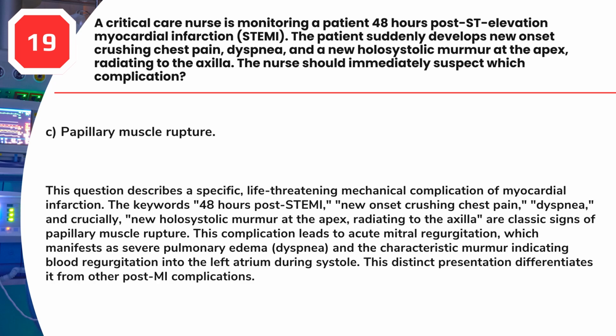Answer C. Papillary muscle rupture. This question describes a specific, life-threatening mechanical complication of myocardial infarction. The keywords "48 hours post-STEMI, new onset crushing chest pain, dyspnea," and crucially, "new holosystolic murmur at the apex, radiating to the axilla," are classic signs of papillary muscle rupture. This complication leads to acute mitral regurgitation, which manifests as severe pulmonary edema, dyspnea, and the characteristic murmur indicating blood regurgitation into the left atrium during systole. This distinct presentation differentiates it from other post-MI complications.